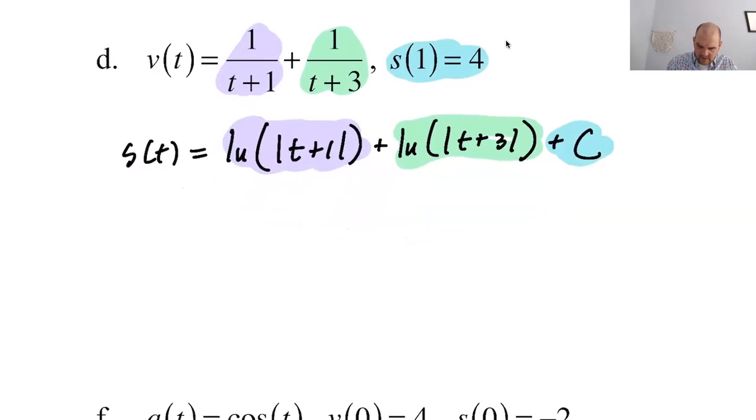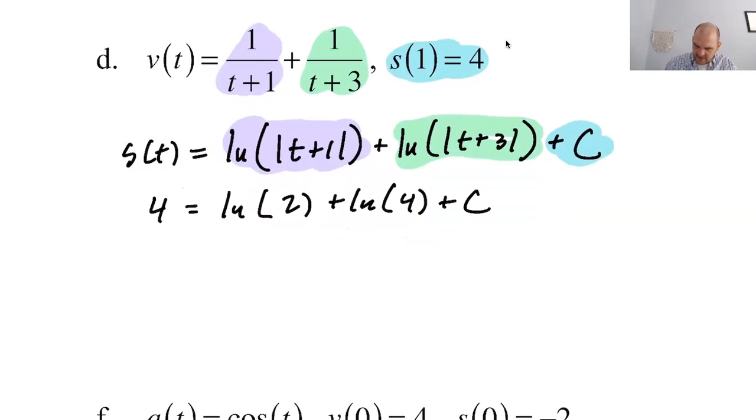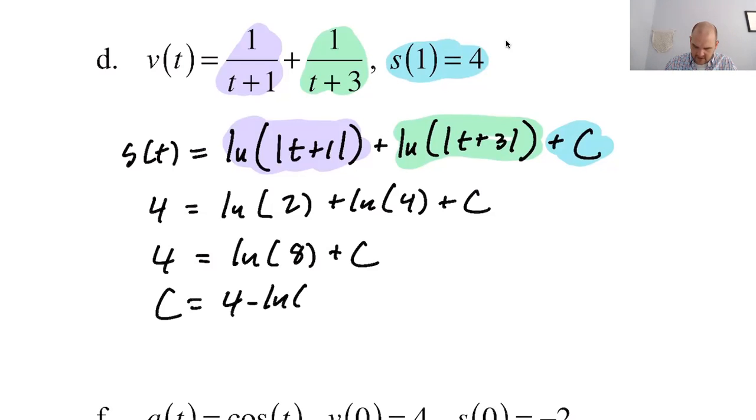I know that 4 is going to be the natural log of 1 plus 1, which is 2, plus the natural log of 1 plus 3, which is 4, and then plus C. So this is going to be a kind of gross C value. I'm going to say 4 equals natural log of 2 plus the natural log of 4, which is actually the natural log of 4 times 2, or 8. Never miss an opportunity to use those properties. If you can use them and think about them, you should do that. So C is 4 minus the natural log of 8, which is a weird C value, but I believe it is the correct C value.